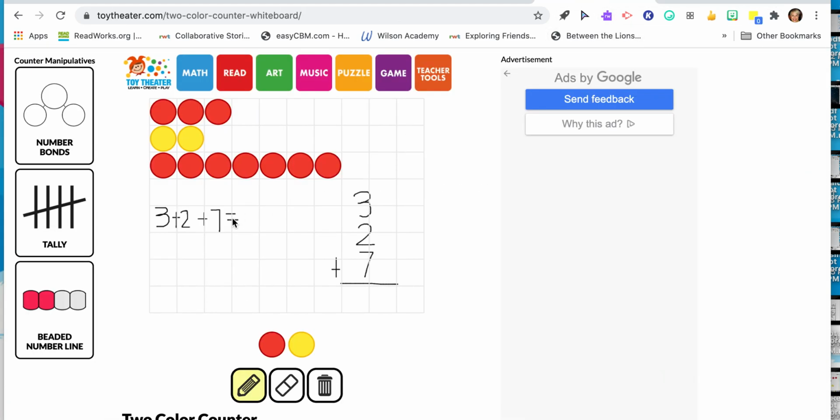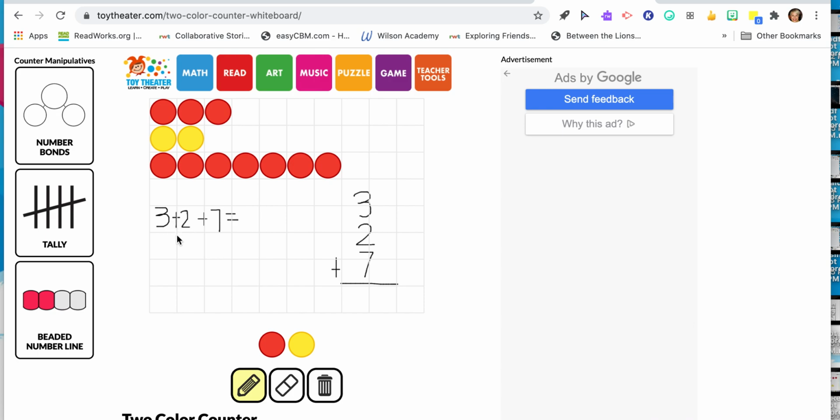Okay, so we're going to move on and do a really quick example. So I have a problem here, 3 plus 2 plus 7, and I use my counters just so I can give a quick visual. I wrote it two ways. I wrote it as a number sentence, and then I wrote it vertically, which means up and down. And either way that you write it is correct.